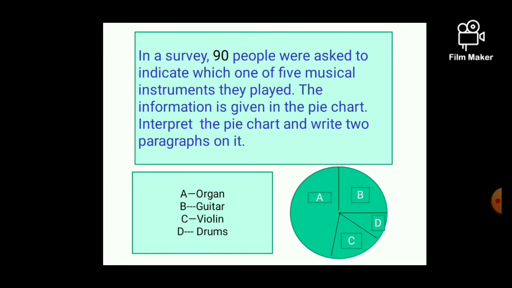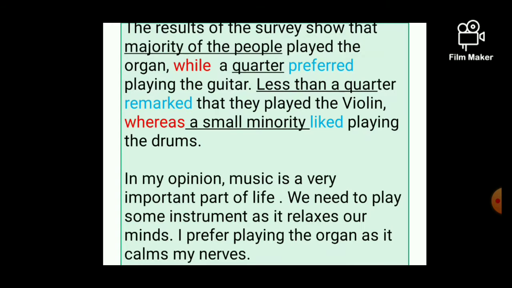And when you're joining C and D also, you will do the same thing. Now C is less than a quarter. So you'll be using C as less than a quarter, and D is a small minority here. So first, when you get a question like this, you've got to identify what shape it is, what is the quantity of that part of the pie chart, and then join these two together, the quantity and the pie chart, and create your paragraph.